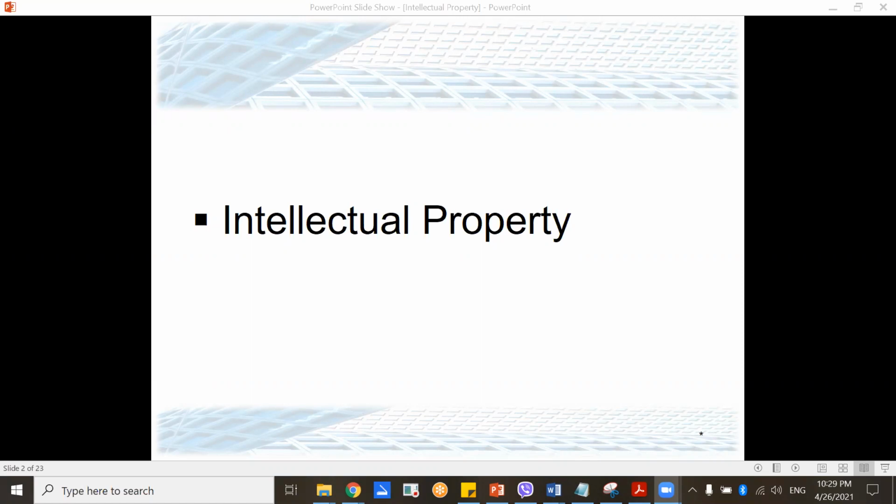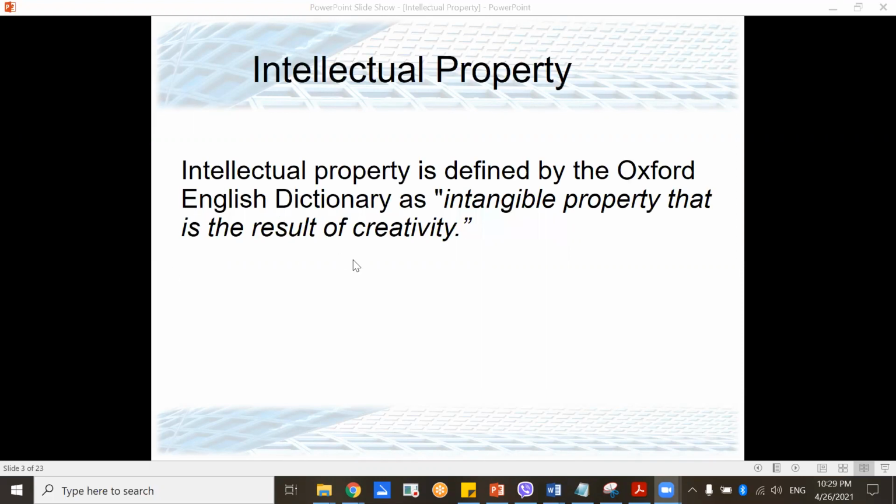So this is going to be a short lecture talking about intellectual property, and we're going to talk about different things. We're going to define what is intellectual property. We're going to talk about the different kinds of intellectual property, and we're going to give some examples about that and data protections and things like that. So how to protect your intellectual property rights. So let's start by defining intellectual property.